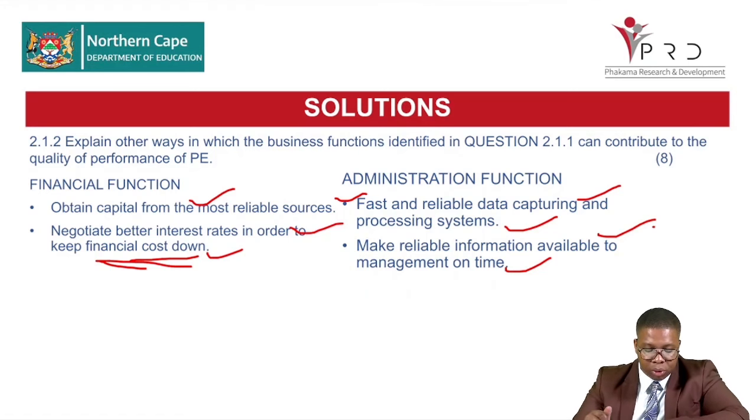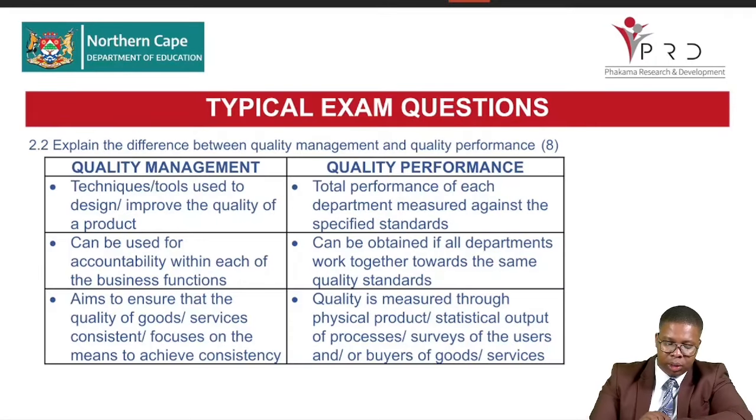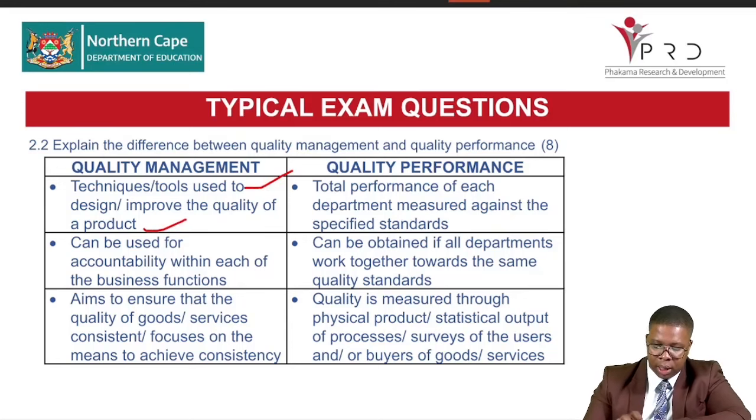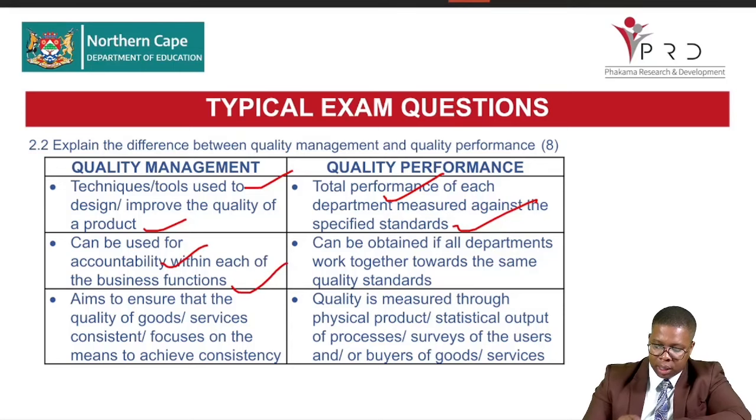The differences between quality management and performance. When we look into those, you should be aware that with quality management, we are talking about the tools or techniques used to improve the quality of the product. So that's 2 marks there. Then quality of performance talks to the total performance of each department measured against the specified standard. Then quality management further can be used for accountability within each of the business functions. And then quality performance can be obtained if all departments work together towards the same quality standards.